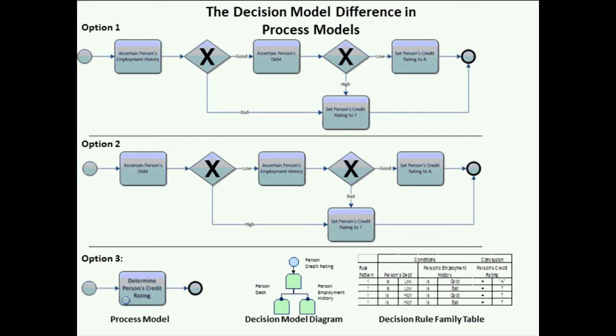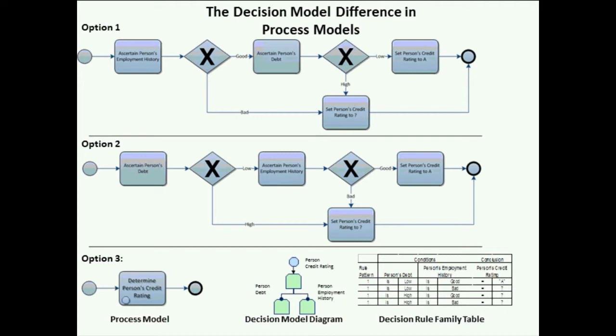Look at option 1 on the slide. In option 1, we do the following, and we just follow the happy path of this process. We ascertain a person's employment history. If it's good, we ascertain person's debt. If it's low, we set person's credit rating to A. That's simple enough, very straightforward.